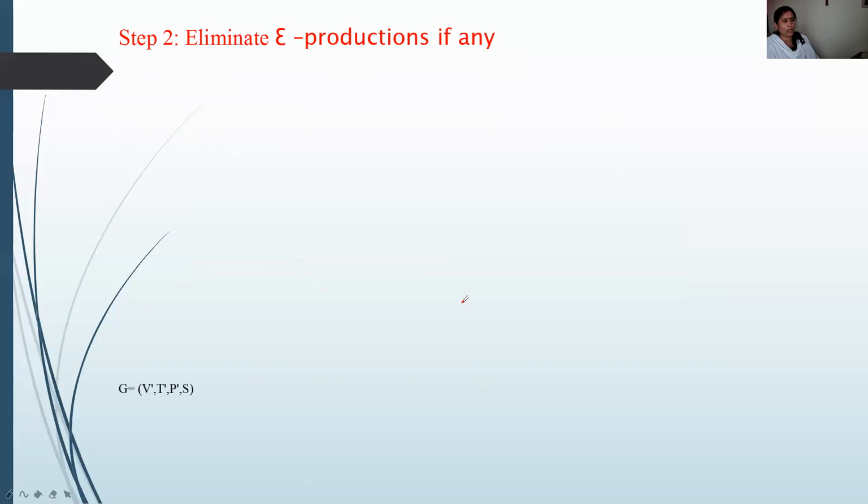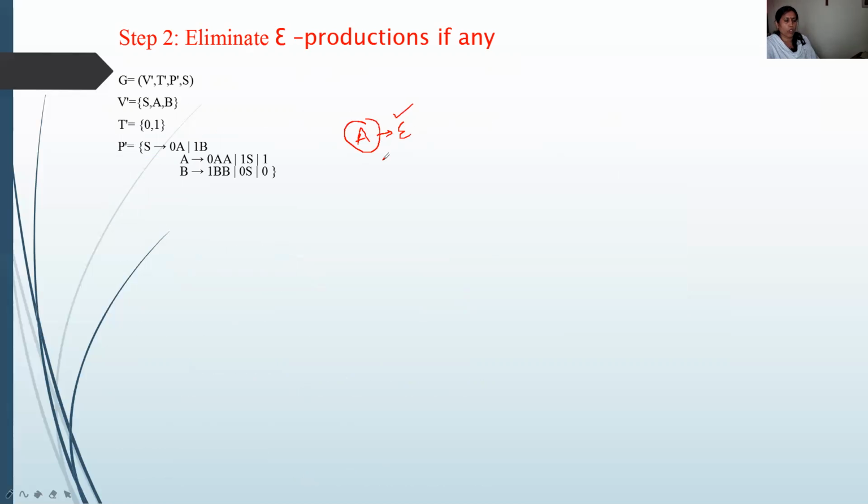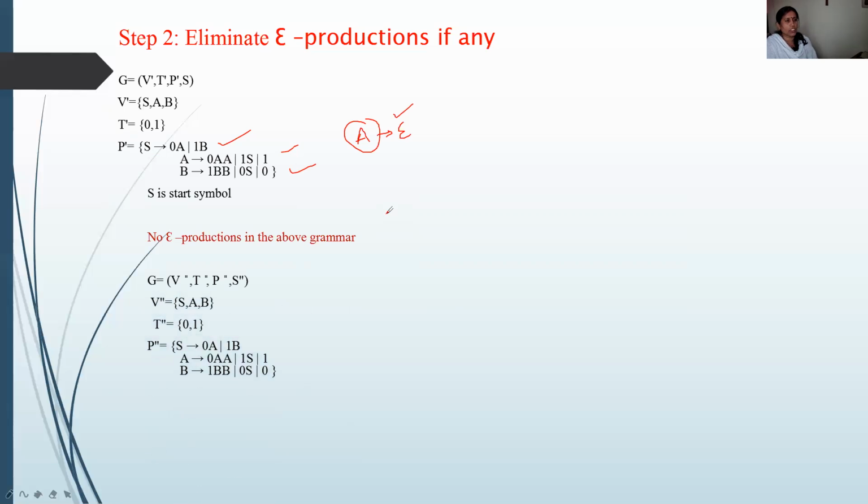The next step is eliminating the epsilon productions. We'll check whether in a given grammar we have any epsilon productions. What is an epsilon production? If there is any production of the form A produces epsilon, we call that an epsilon production. Not only A, any variable producing epsilon, we call such a production an epsilon production. But check here, this does not have an epsilon production, this does not, this does not. As there are no epsilon productions, the grammar remains the same. After eliminating the epsilon productions, all the productions remain the same.